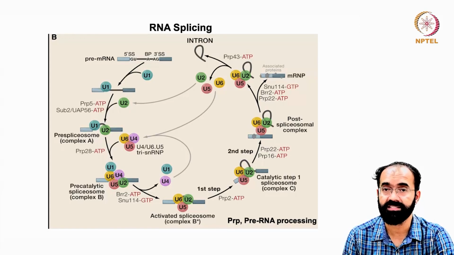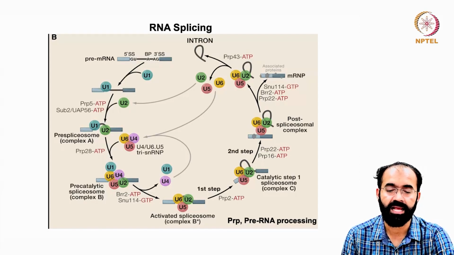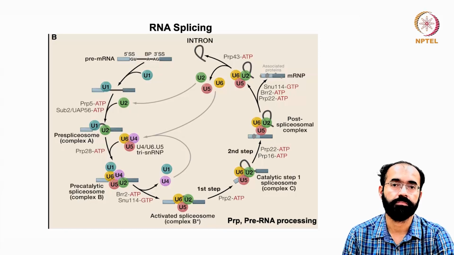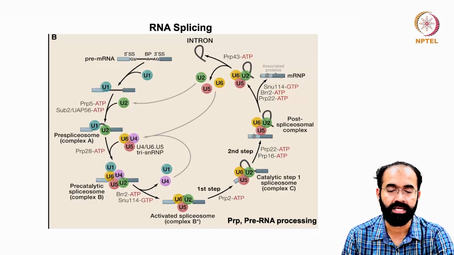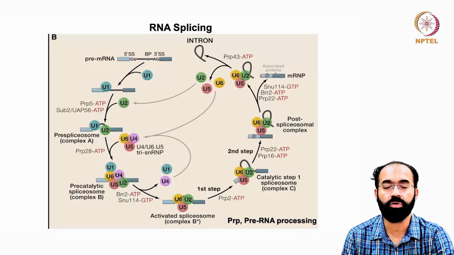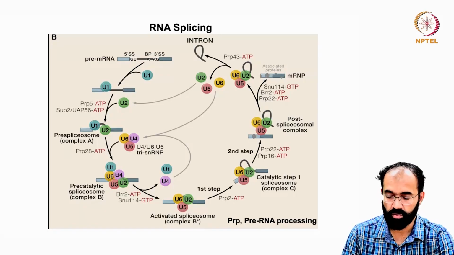It will be further cleaved by various proteins in the second transesterification reaction, and U6, U2, U5 are released along with the intron that is removed from this pre-mRNA, and now they are further broken down so that the intron and the U1 snRNPs are released. So this is the whole cycle.